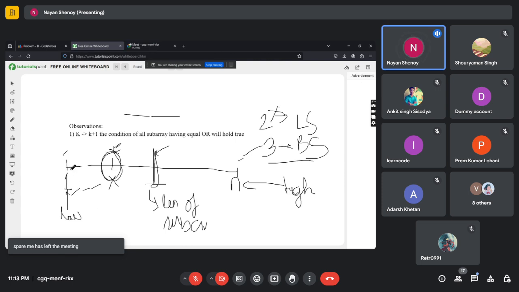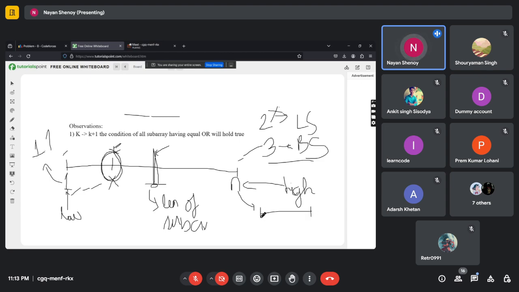And lowest one is 1 because each subarray can be of size 1 also. You're considering element by element. And n is because you can consider the entire array as just one subarray. So the condition will always hold true for n. We know that much. Okay.